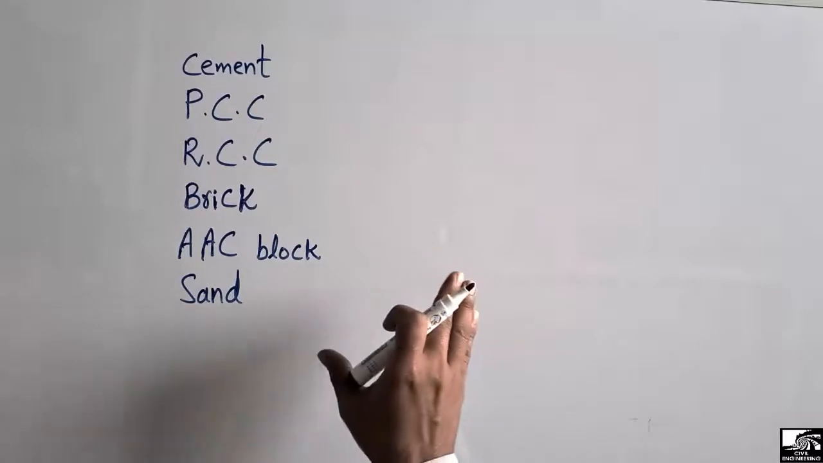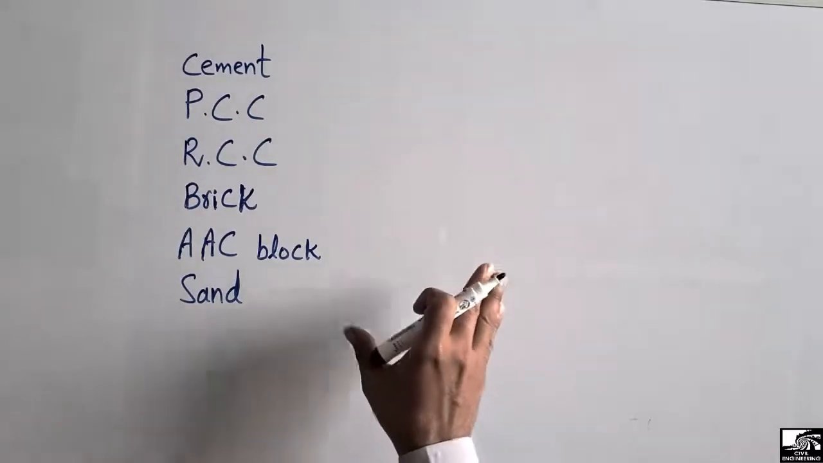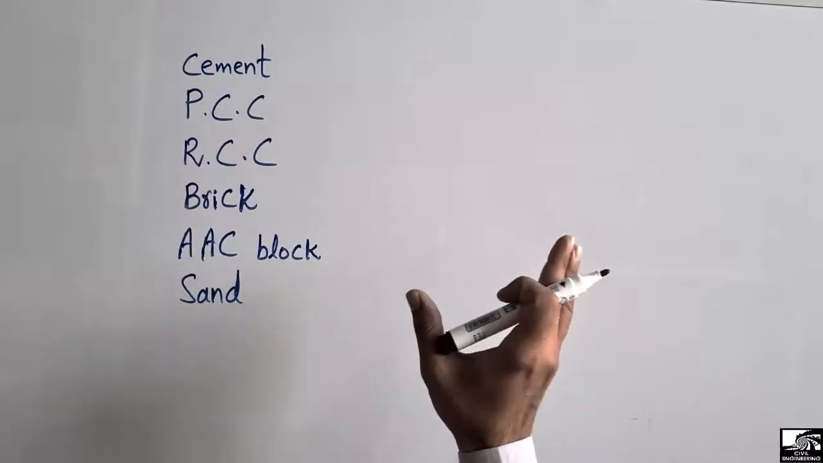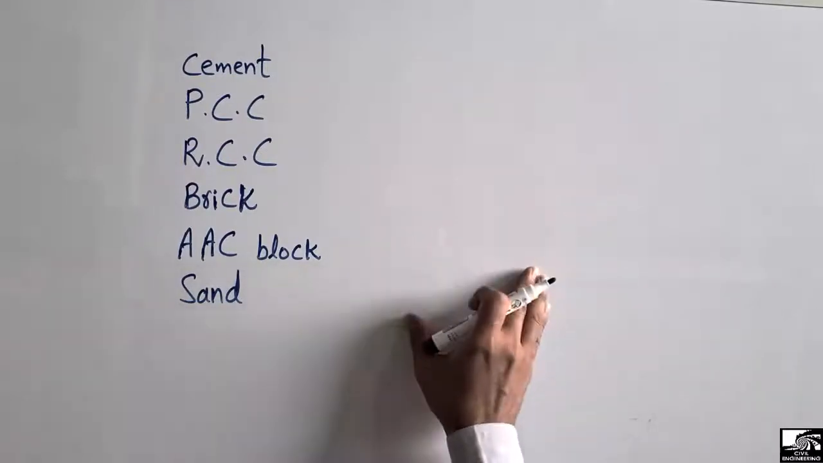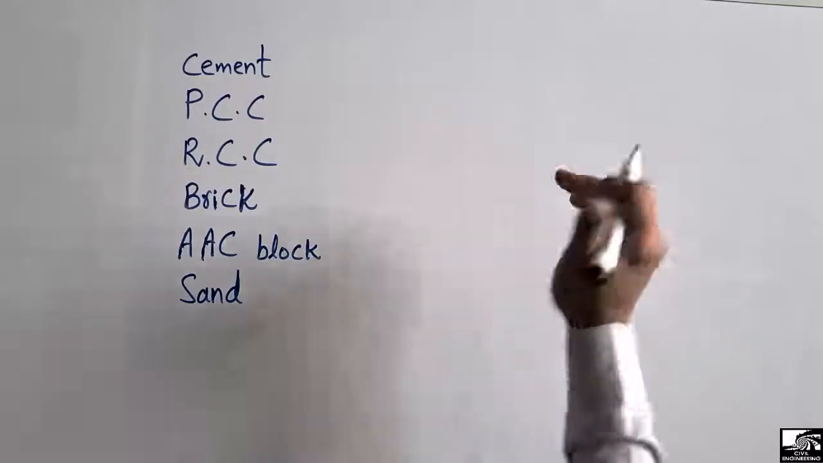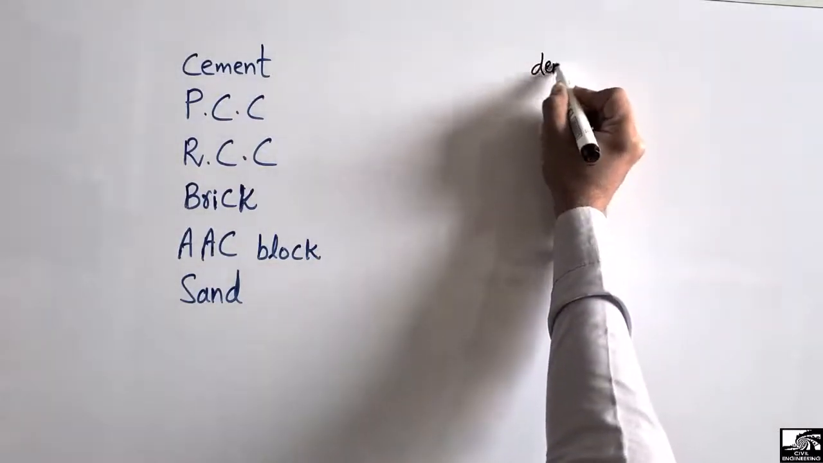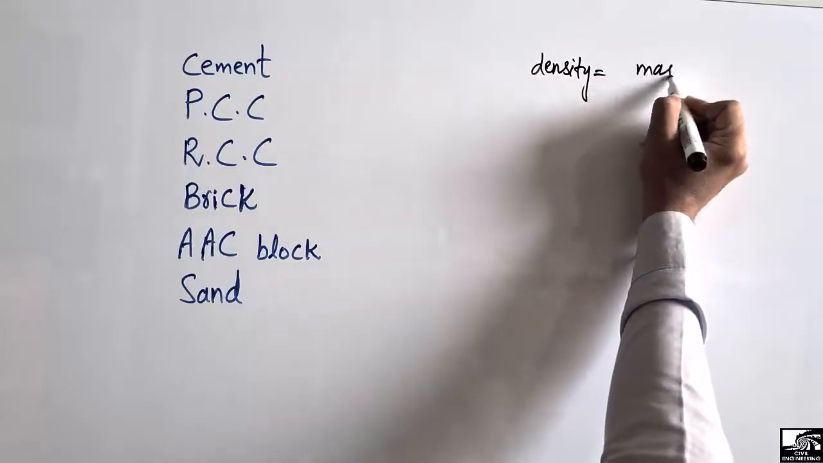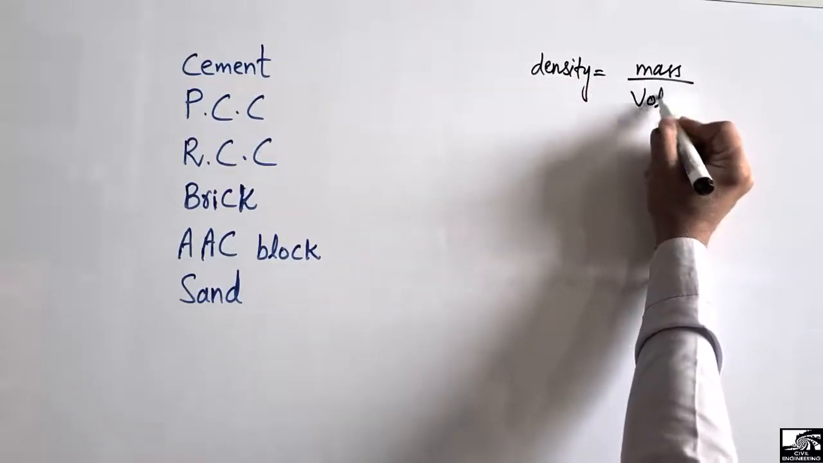Today our lecture is about the density of engineering materials. What is density and how can we define it? I would like to explain the concept of density in a very simple and easy way. Density can be defined as the ratio of mass over volume.